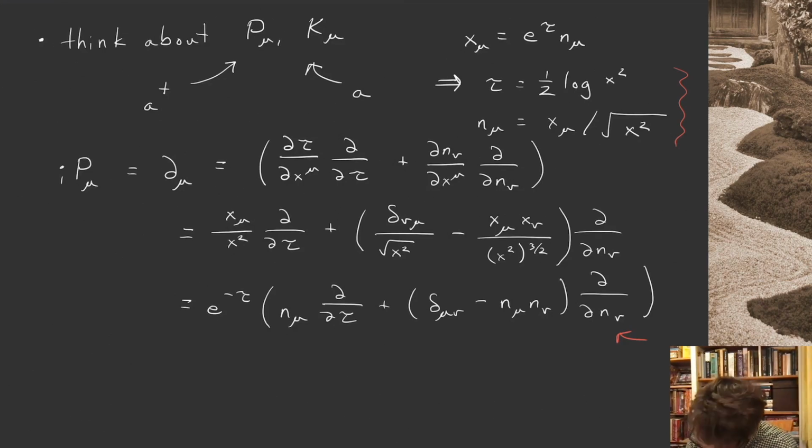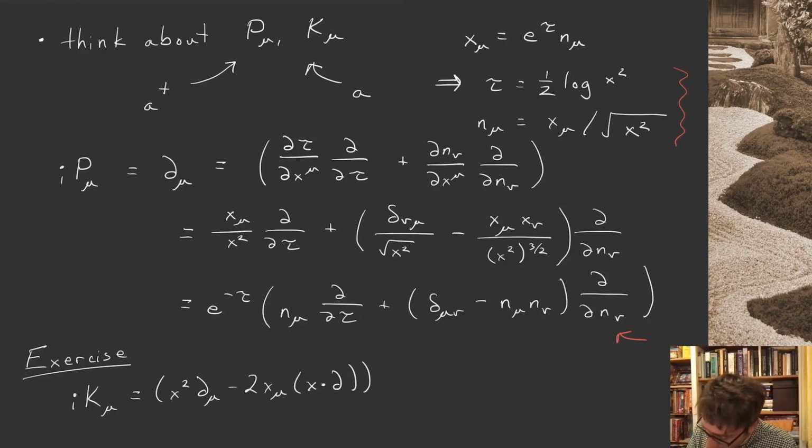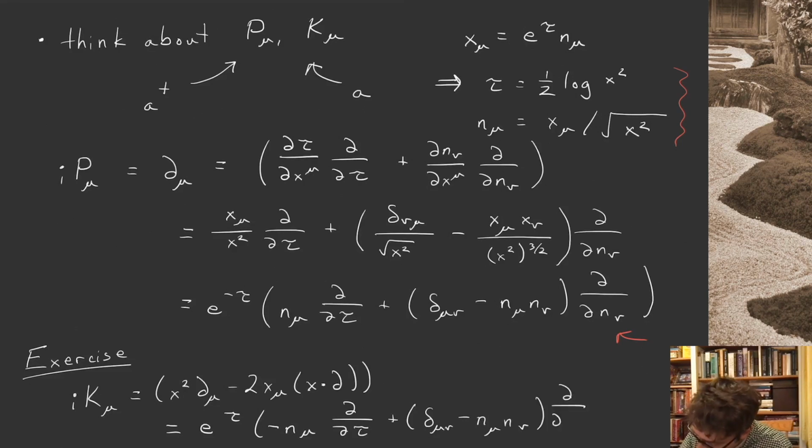And now what I'll do is leave as an exercise. It's a little bit grungier, but we've already done the hard work. You can actually use this result to help do the next result for the special conformal transformations. You can just plug that result in. So for i k_mu, well, we saw a few lectures ago, I can write that as x squared d_mu minus 2 x_mu x dot partial. And now if I do my change of variables, I can write it in my cylindrical frame as e^tau times minus n_mu d/d tau plus, and then the same term we had before, delta_mu nu minus n_mu n_nu, d/dn^nu.